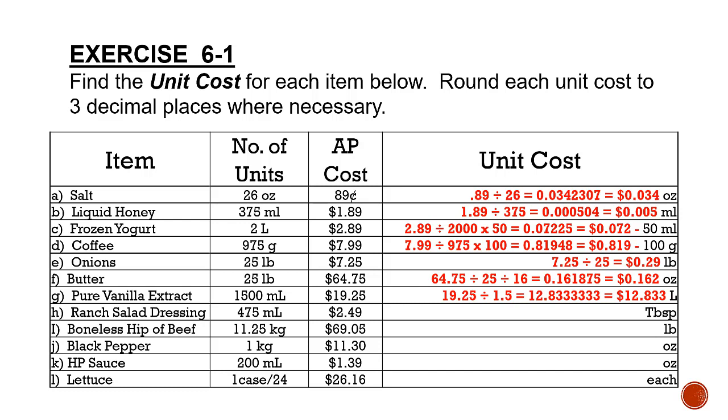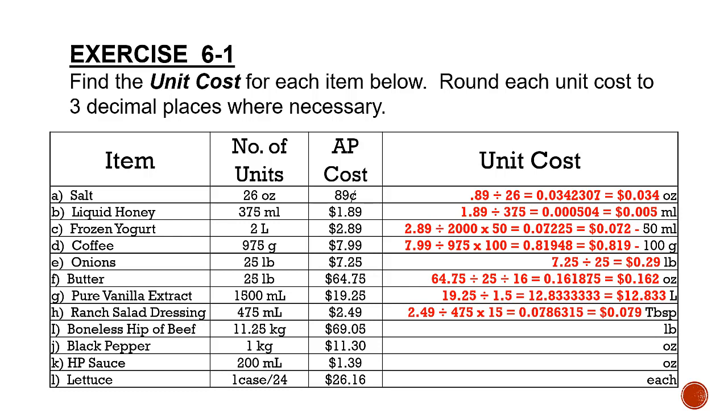So we're going to take what we paid, $2.49. We're going to divide it by the amount of milliliters we got, 475. And the answer, whatever it is, we know is going to be the equivalent of 1 milliliter. But we're not concerned with that because we know we need 15 milliliters to make a tablespoon. So $2.49 divided by 475 times 15 is what gives us the cost of 1 tablespoon.